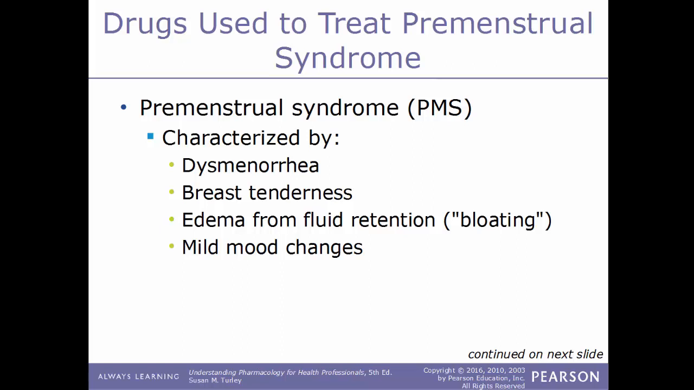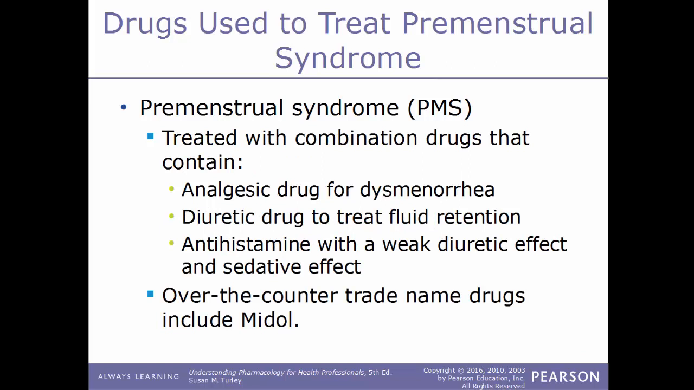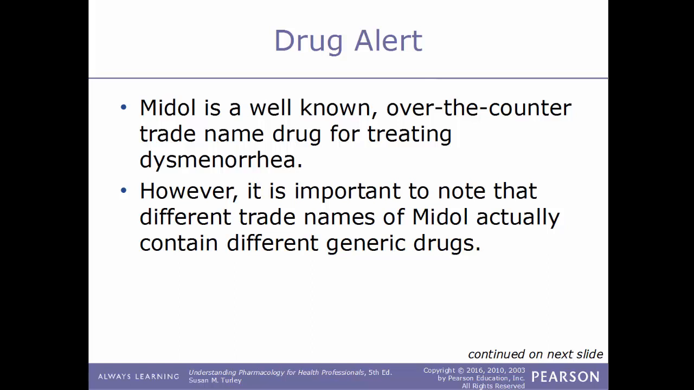This condition is characterized by dysmenorrhea, breast tenderness, fluid retention or edema or bloating, and mild mood changes. This condition is treated with combination drugs, and these combination drugs will contain analgesics for the dysmenorrhea, diuretics to treat the fluid retention, and will also include an antihistamine with a weak diuretic effect and a sedative effect. And a very good example of a drug that will be taken to treat this condition is Midol, which is an over-the-counter drug.